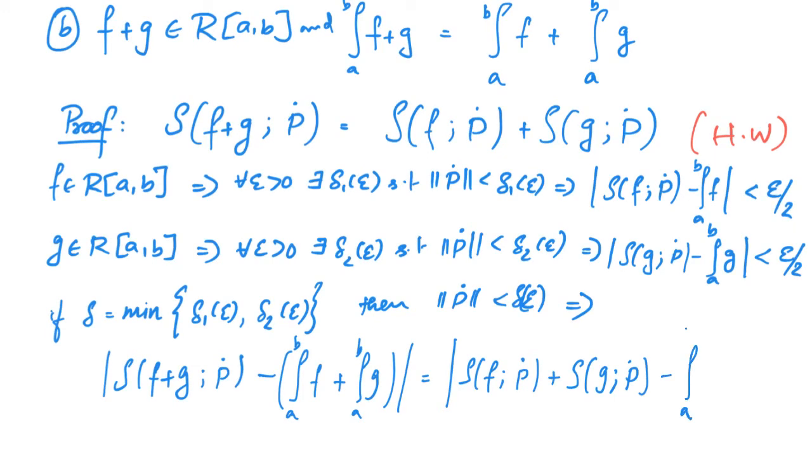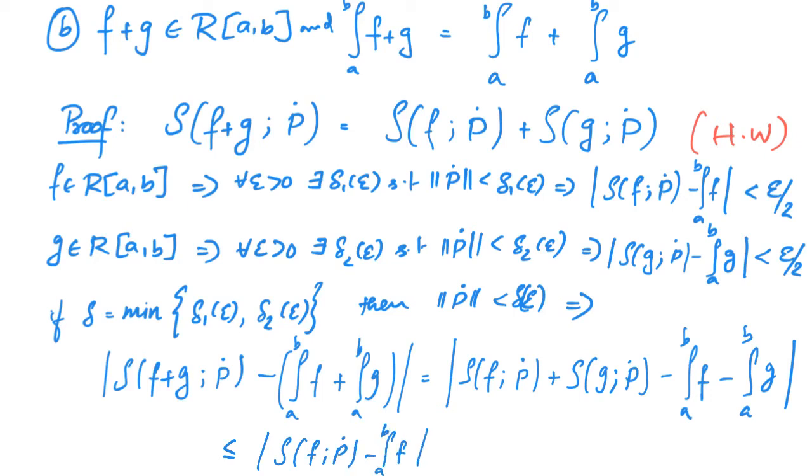minus integral a to b f minus integral a to b g, which by triangle inequality is less than or equal to modulus of S f P dot minus integral a to b f plus modulus of S g P dot minus integral a to b of g, which is less than or equal to epsilon by 2 plus epsilon by 2, which is equal to epsilon. And that completes our proof of the result.